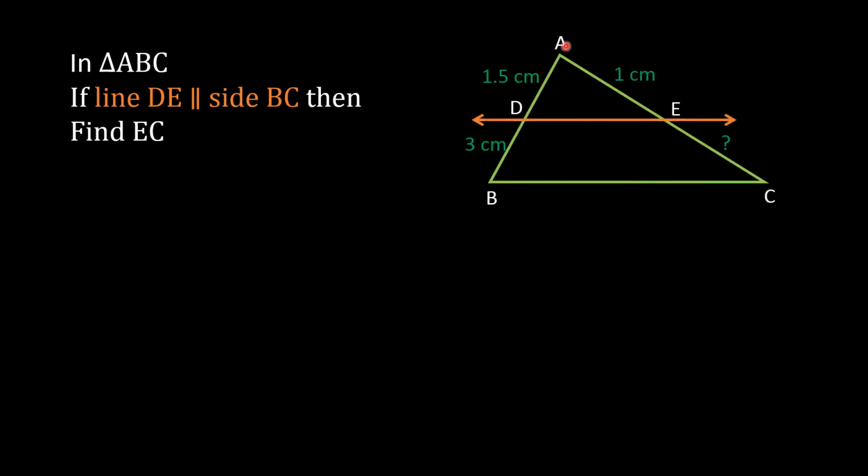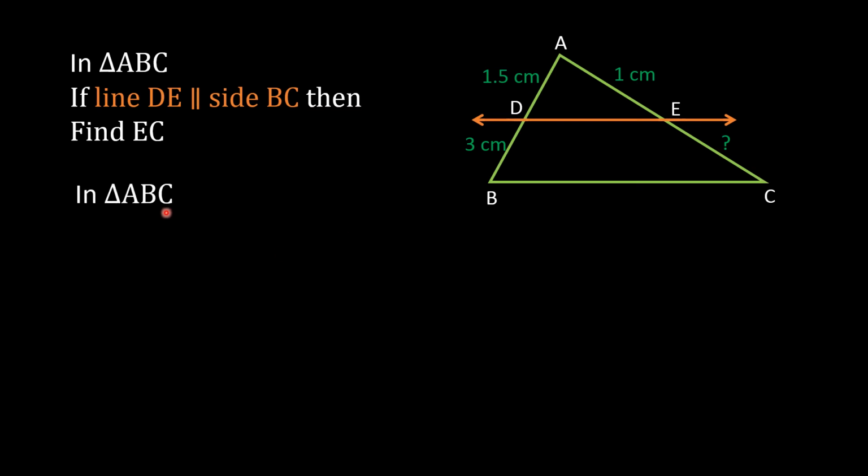In triangle ABC, if line DE is parallel side BC, then find EC. Let us draw the figure. In triangle ABC, line DE is parallel side BC. We have to find EC. Now in this figure, AD is 1.5 cm, DB is 3 cm, AE is 1 cm, and EC is what we have to find out.